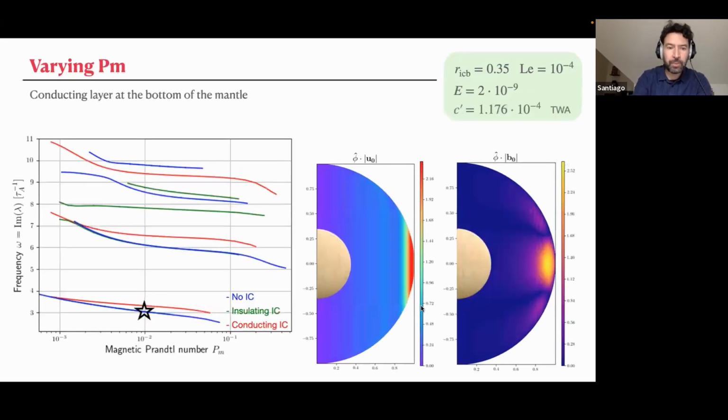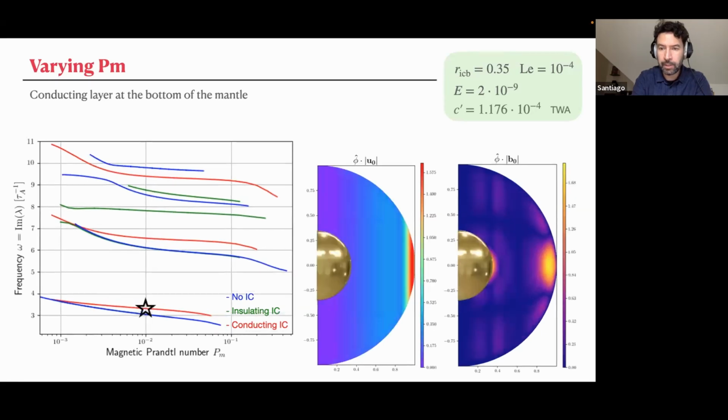Now I'm going to show you a little bit more of this. This is a comparison between no inner core, insulating inner core, and conducting inner core. The no inner core and insulating inner core cases are very similar. Actually, the presence of an insulating inner core does not really change things much, but the presence of a conducting inner core is really important. This is how the modes look. This is the star, showing which mode I'm talking about.